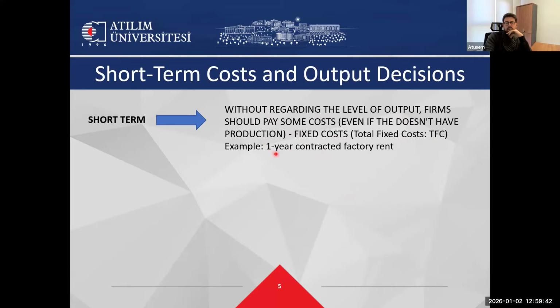This is the example of a one-year contracted rent. If you produce or not, you have to pay that rent. So this is not related with the level of production. These kinds of costs are related with total fixed cost. So this is fixed. It cannot change by the level of output.